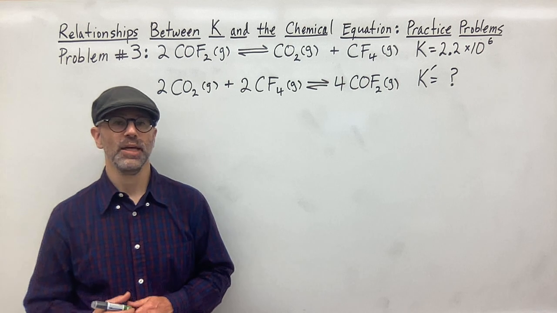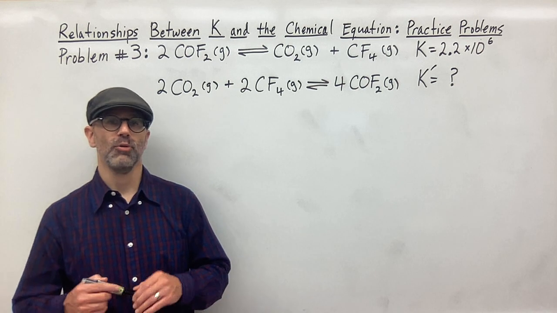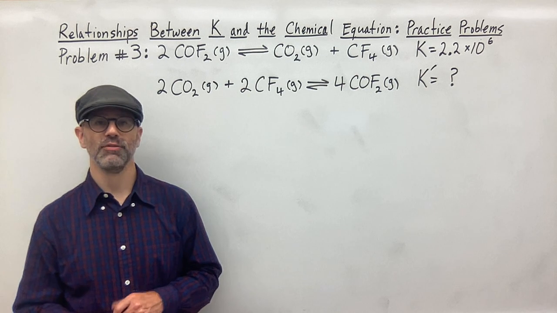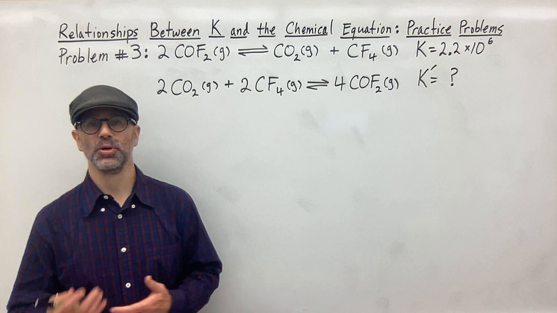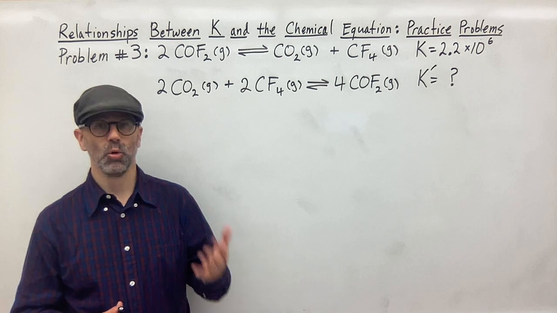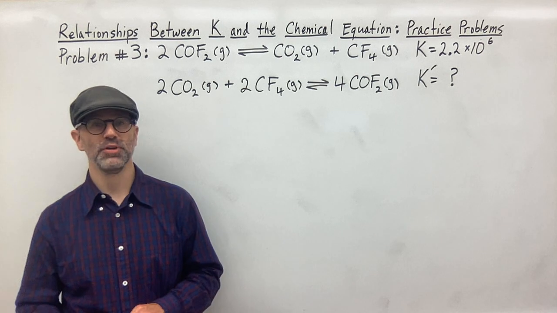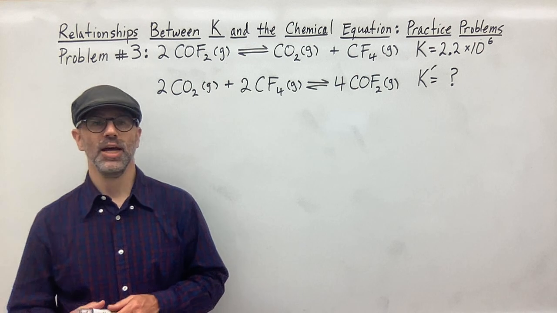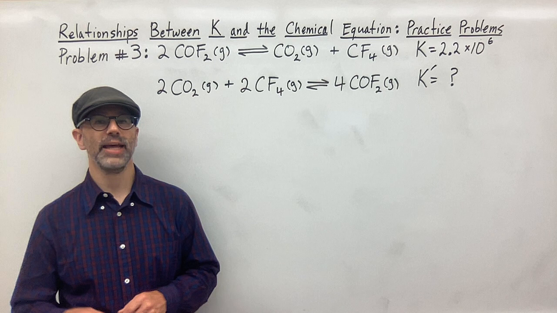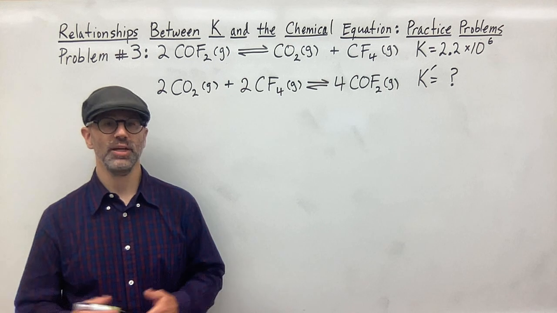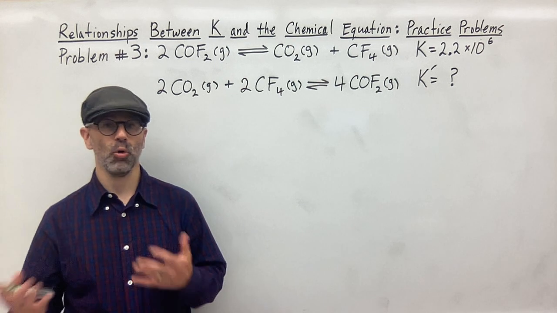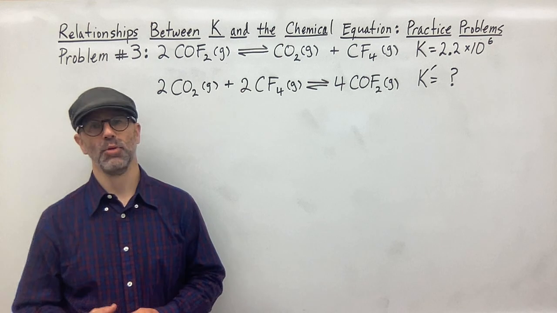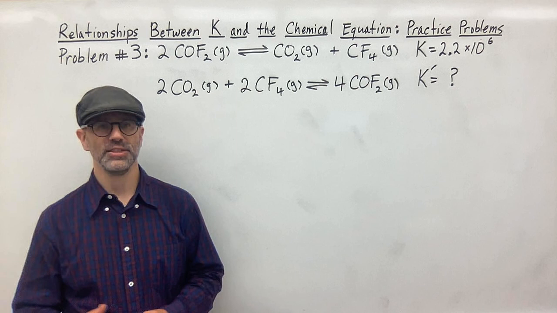So, for example, if you reverse the equation, then that means that the K value, the equilibrium constant of the new equation, is going to be the reciprocal of the K of the old equation, the original one before you reversed it. Also, if you multiply your equation by a factor, then the new K value of the new equation is going to be the old or original K value raised to the power of the factor that you multiplied by. So let's get into this.